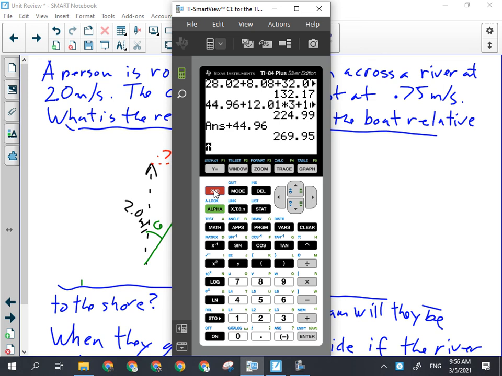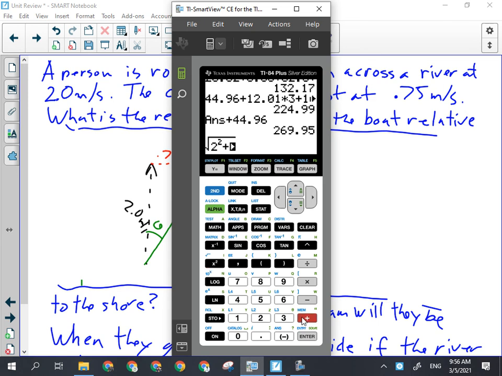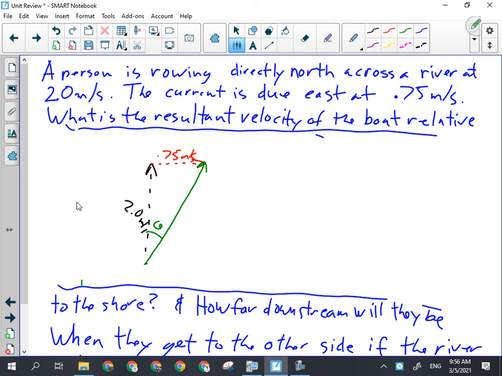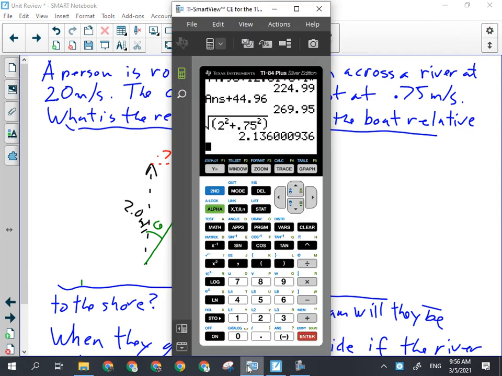All right, so that'll be the square root of 2 squared plus 0.75 squared. So we're looking at 2.1 meters per second. Then I'd have to find that angle, so I would go tan to the minus 1 of 0.75. Actually, I'd go the other way. 2 divided by 0.75 will give me the other triangle. So it would be 69 degrees from the shore. Yeah?